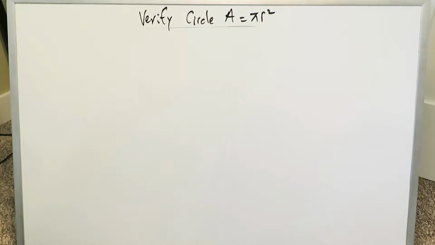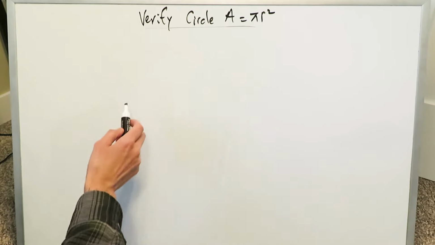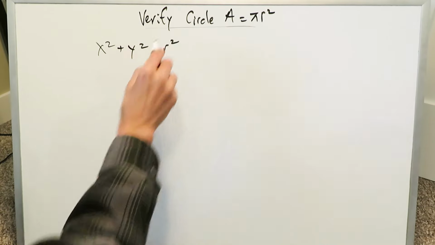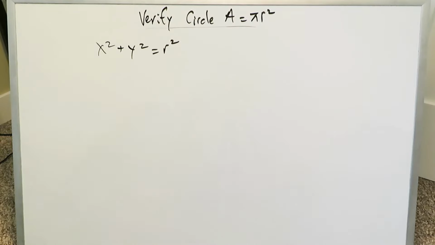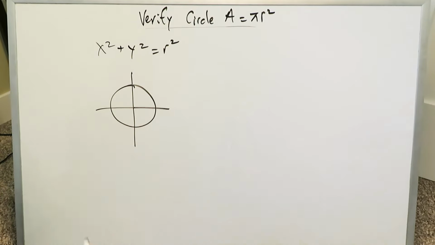That good level of approximation is what we will do in this video, and we can get a formula close to pi r squared. How would you go about doing it? x squared plus y squared equals r squared, and you know what that formula is. It is the equation of a circle on an xy axis.